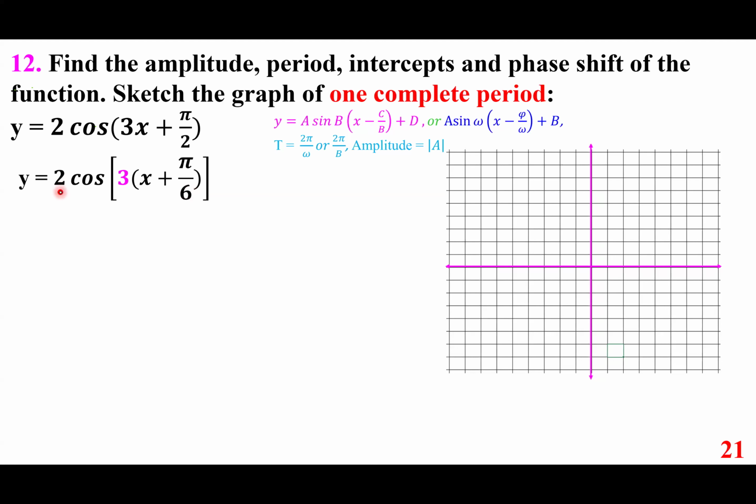The amplitude is the absolute value of 2, which is 2. The period is 2 pi over omega, whether you go with 2 pi over omega or 2 pi over B, depending upon which one you use, doesn't matter. 2 pi over the coefficient of x, 2 pi over 3.